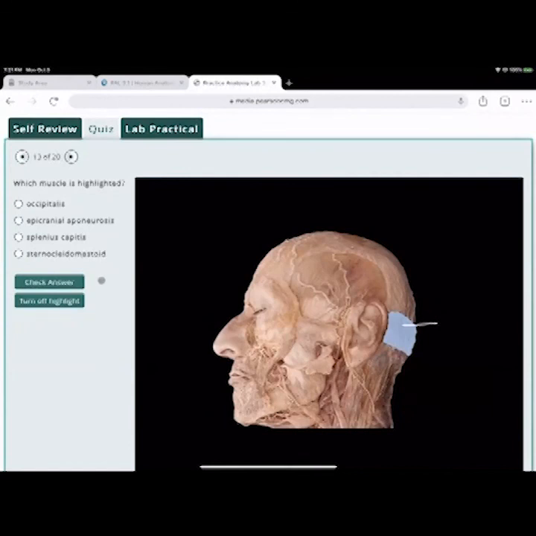Okay, looking at that one, that is the occipitalis. Occipitalis, it's the side view of it. Yep. Occipitalis muscle.